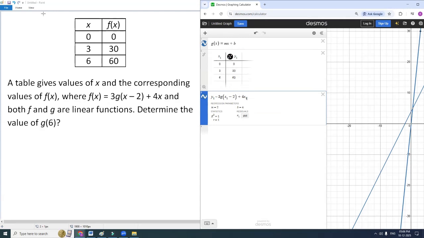Here I got the values of the two unknown constants m and b, that is m equals 2 and b equals 4. Now we can take this one as input in Desmos to get the value of g(6). Okay, let me take g(6). Here I got the value of g(6), that is 16.